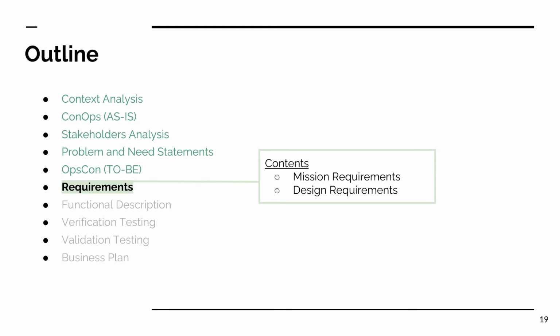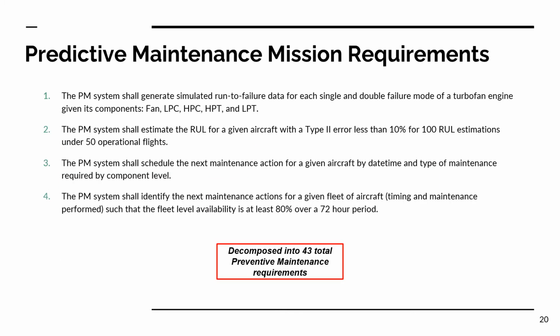Now on to our requirements. For our system, there are 4 main mission requirements that are then decomposed into 43 total preventive maintenance requirements. The first one is that the system should generate simulated run to failure data for each single and double failure mode of the turbofan engine given its different components.